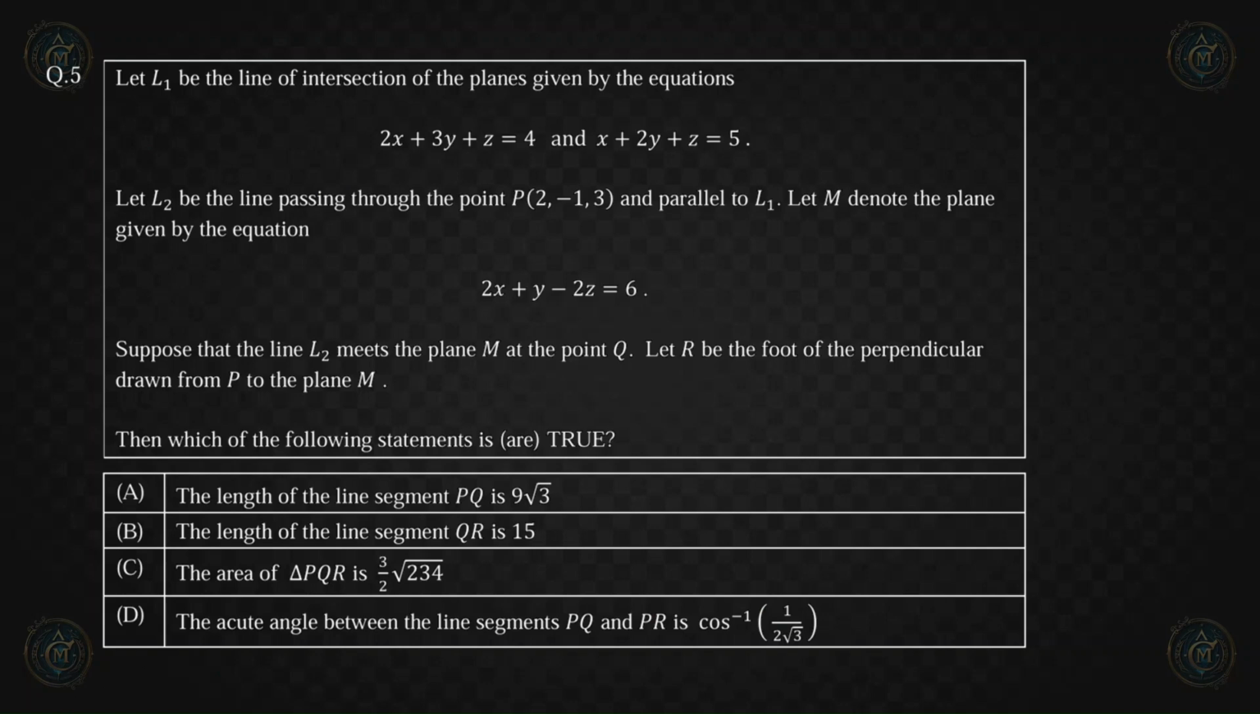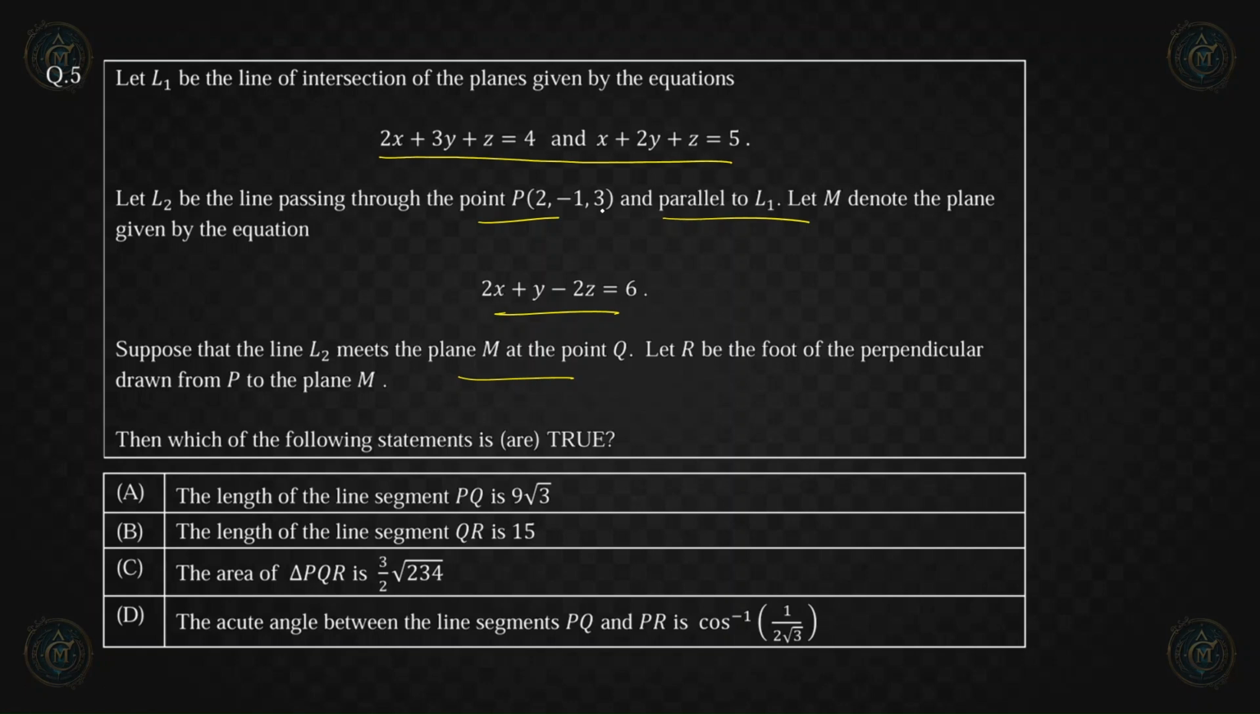Let L1 be the line of intersection of the planes given by these equations. Let L2 be the line passing through the point P and parallel to L1. Let M denote the plane given by this equation. Suppose that the line L2 meets the plane M at the point Q. Let R be the foot of the perpendicular drawn from P to the plane M. So first we have to determine this L1. This is our primary task.